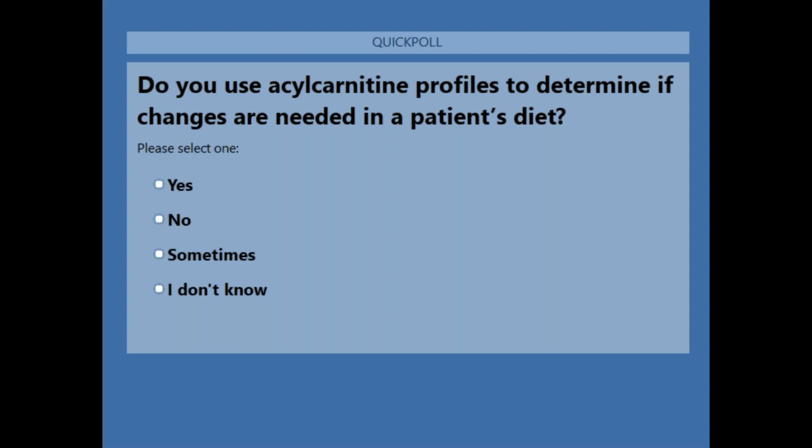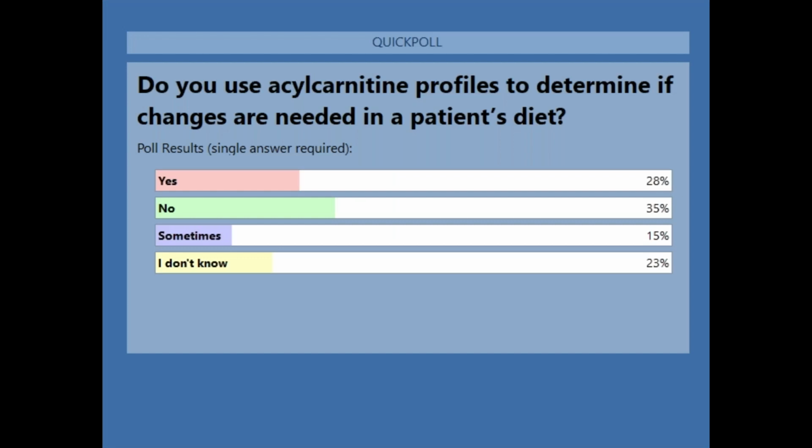Yes, no, sometimes, I don't know. Okay, a wide range of answers here. Most people do not routinely use acylcarnitine profiles. Some do. It seems to be a split in the participants and whether they use it or not.